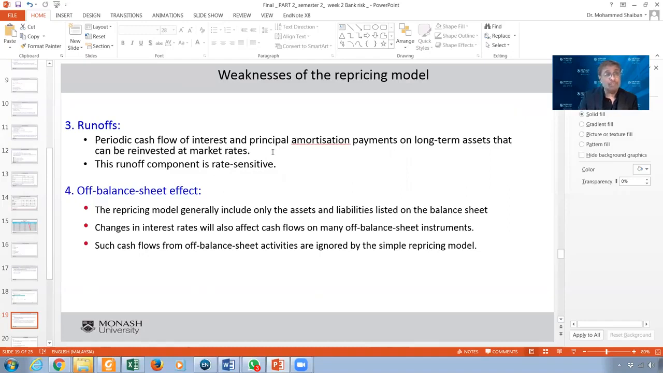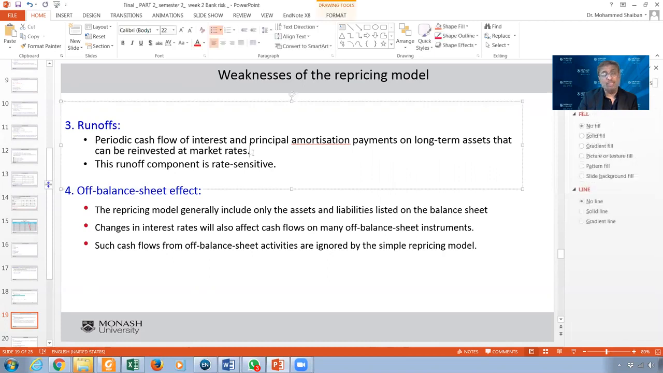So this runoff component is rate sensitive: the periodic cash flows of interest and principal amortization payments on long-term assets can be reinvested at market rates. They don't take this into consideration. They just take the loan, whether it's 20 years, 5 years, or 3 years. Whatever is happening inside, it doesn't take care of that.